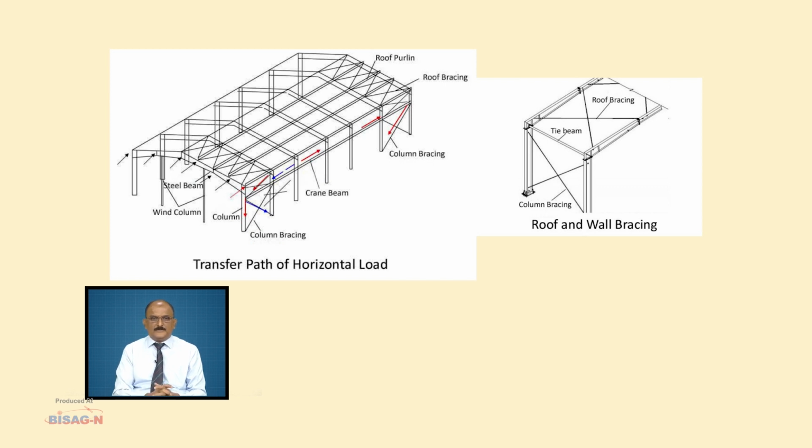So, this is shown in this picture, the transfer path. As you can see in this picture, the gable end portal is connected to the second portal using bracing both at the tie level as well as along the wall. Column bracing, roof bracing and tie bracings are given between the gable portal and the first portal, as you can see from the second picture.